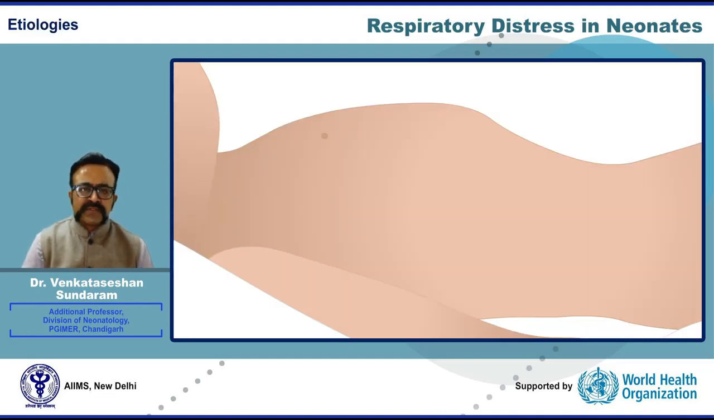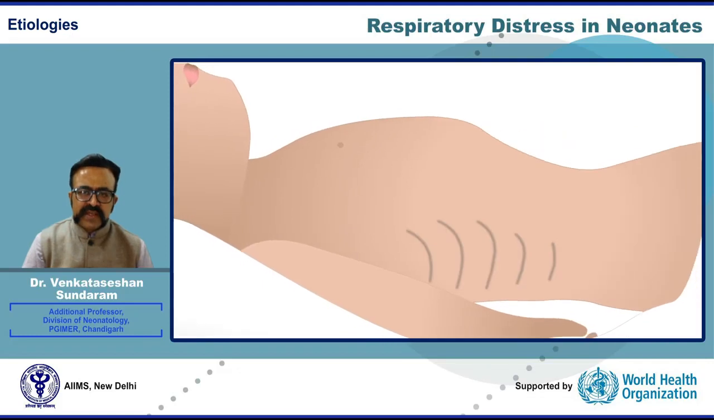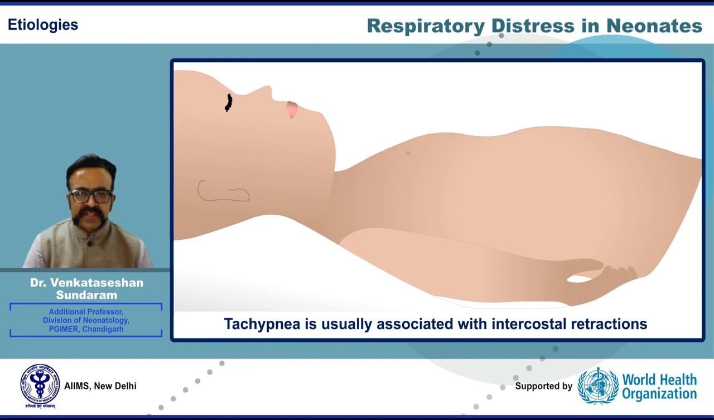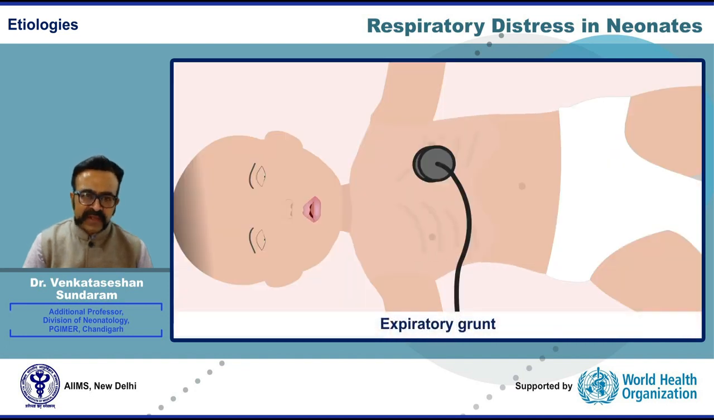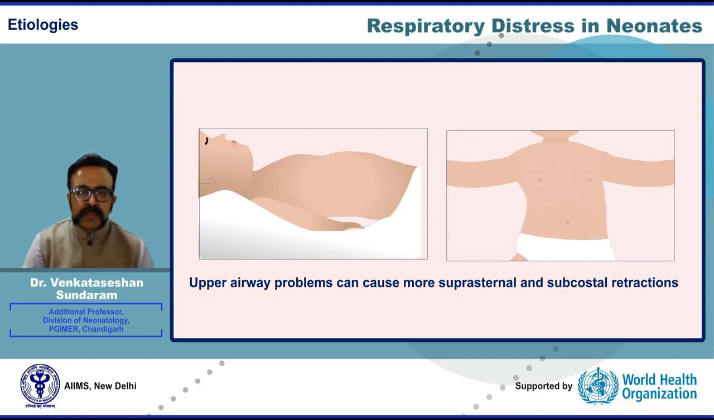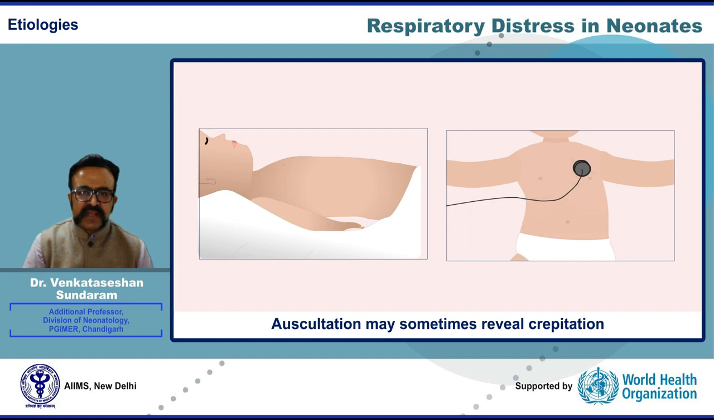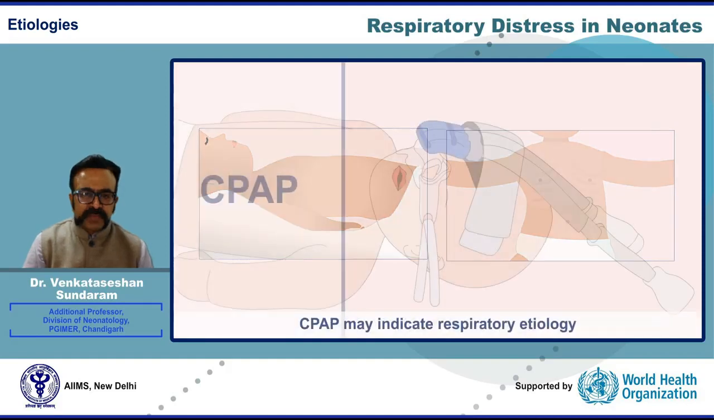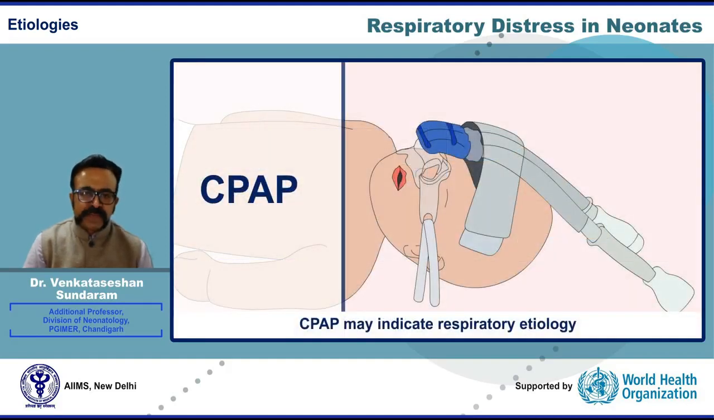Certain clues may help us to differentiate various etiologies. In cases of respiratory origin of distress, tachypnea is usually associated with intercostal retractions and or an expiratory grunt. The retractions too are predominantly intercostal, even though upper airway problems can cause more of subcostal and suprasternal retractions and recessions. Auscultation may sometimes reveal crepitations, indicating pulmonary parenchymal pathology. Prompt improvement in retractions and or grunt with recruitment interventions such as CPAP may indicate again a respiratory etiology.